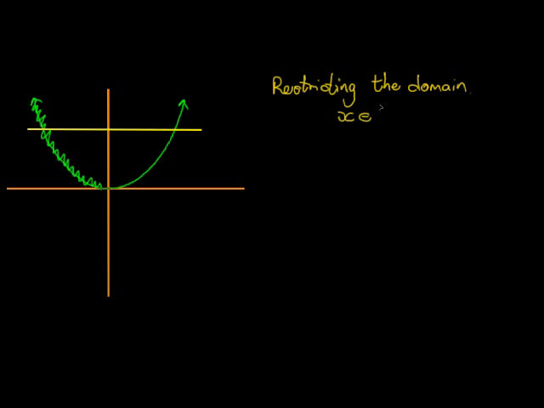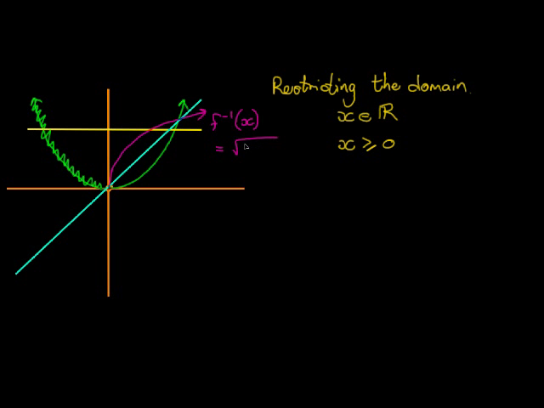Instead of having x an element of all the real numbers, which is the domain of a parabola, we're going to say that x is only going to be the values from 0 upwards. That means we will only look at the graph from here onwards. If we now look at the reflection in the line y is equal to x, only one of the legs will be reflected, which means the inverse will be this function. That function is called the inverse, y equal to the square root of 1 over a times x.